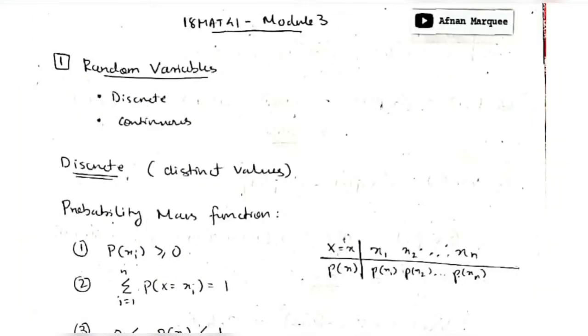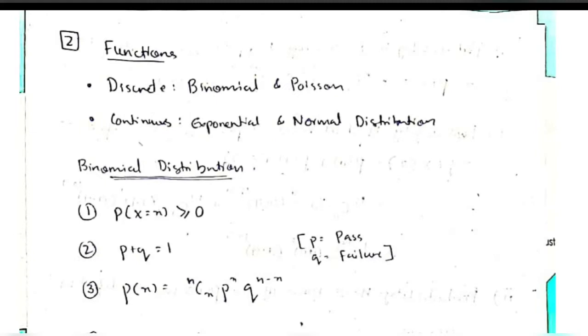Okay, so in the first part we'll be learning what is discrete and continuous, and then we'll be learning two applications of discrete and two applications of continuous, which are binomial and Poisson, and exponential and normal distribution. Okay, so let's get started.